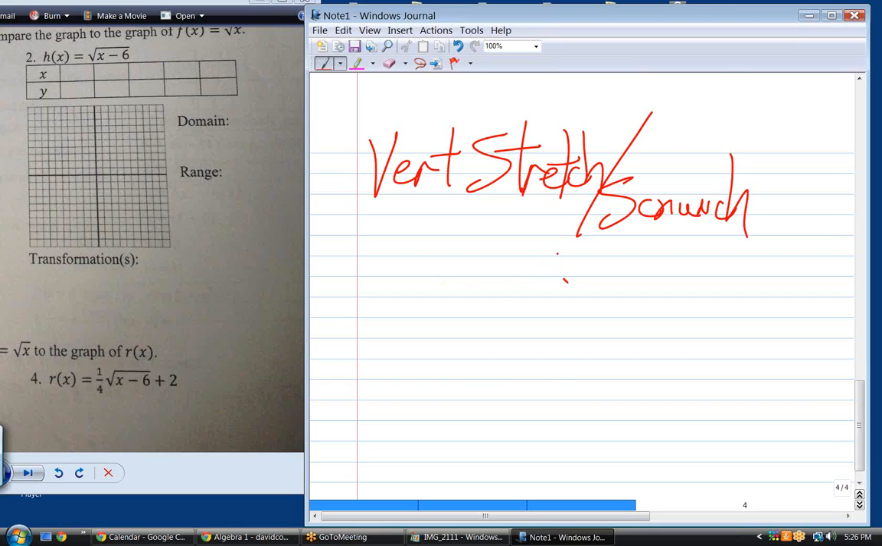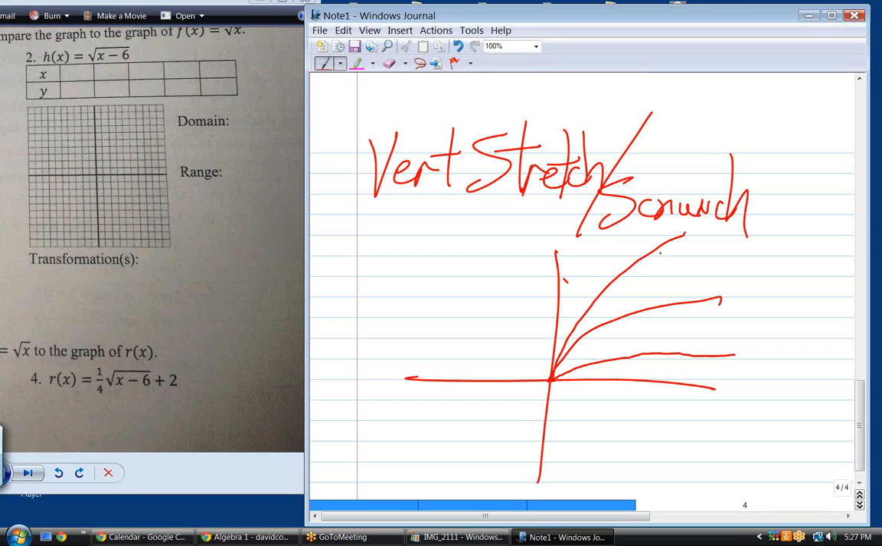In other words, let's take our square root of x function. That's what it would look like if it was just square root of x. If I make it 1/4 square root of x, it has the effect of flattening it out like that. If I had 2 square roots of x, it would vertically stretch it up like that. So it depends on whether this number is greater than or less than 1 as to whether it's a stretch or a scrunch. In this case, it's a scrunch. What's the consequence of this?